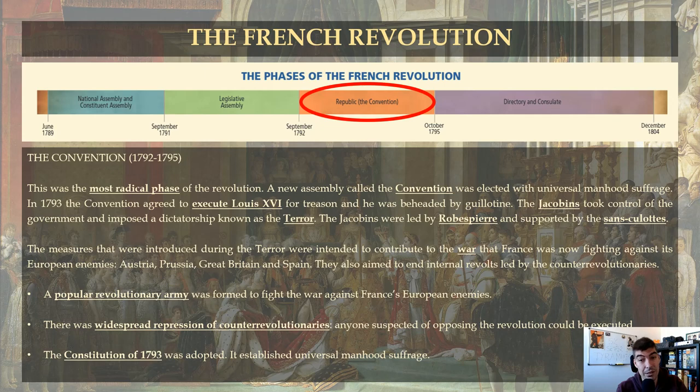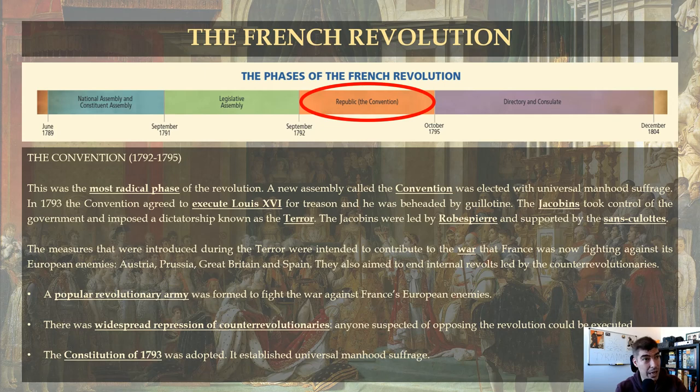After the beheading of Louis XVI, many countries declared war on France. For example, already Austria and Prussia, but also Great Britain and Spain. And they also aimed to end internal revolts led by the counter-revolutionaries. So what did they do? They raised a popular revolutionary army that was formed to fight the war against these countries. There was widespread repression on the counter-revolutionaries. This means that anyone suspected of opposing the revolution could be executed.